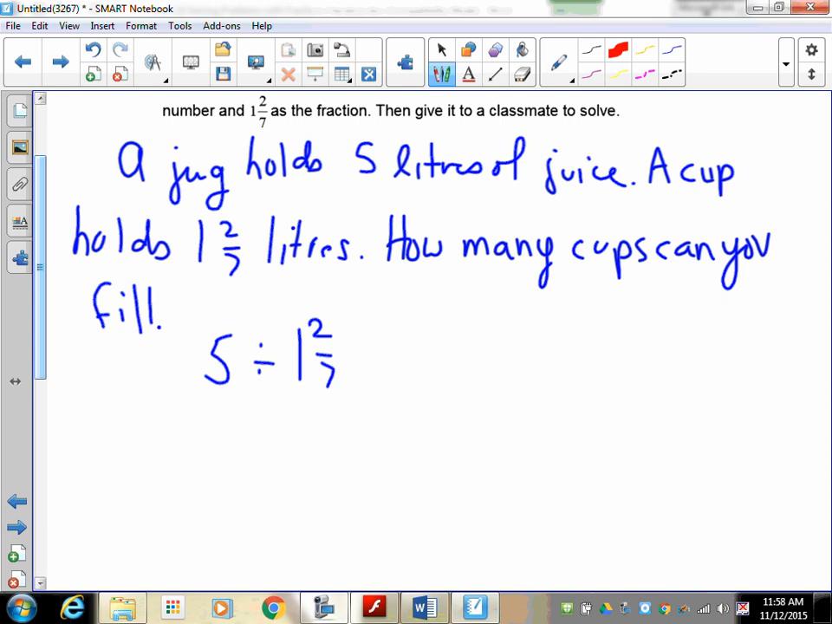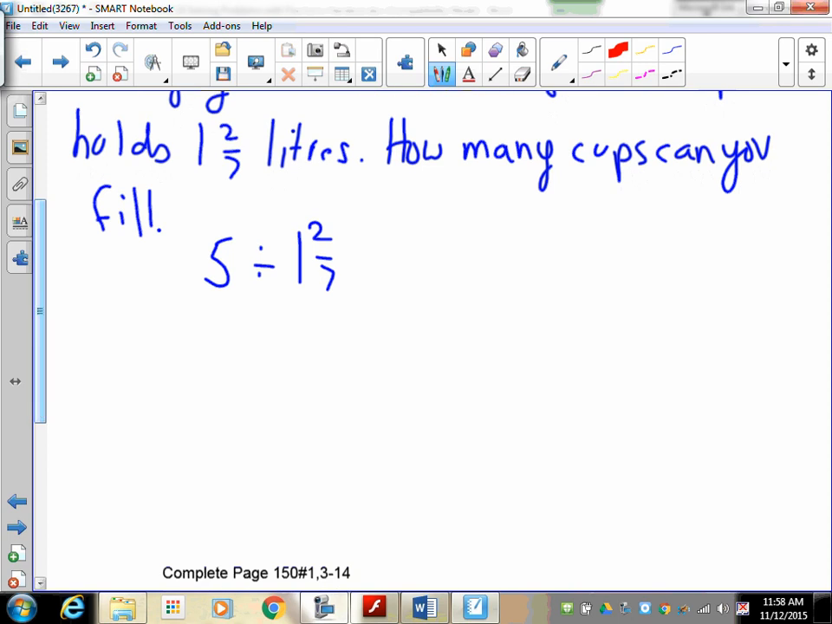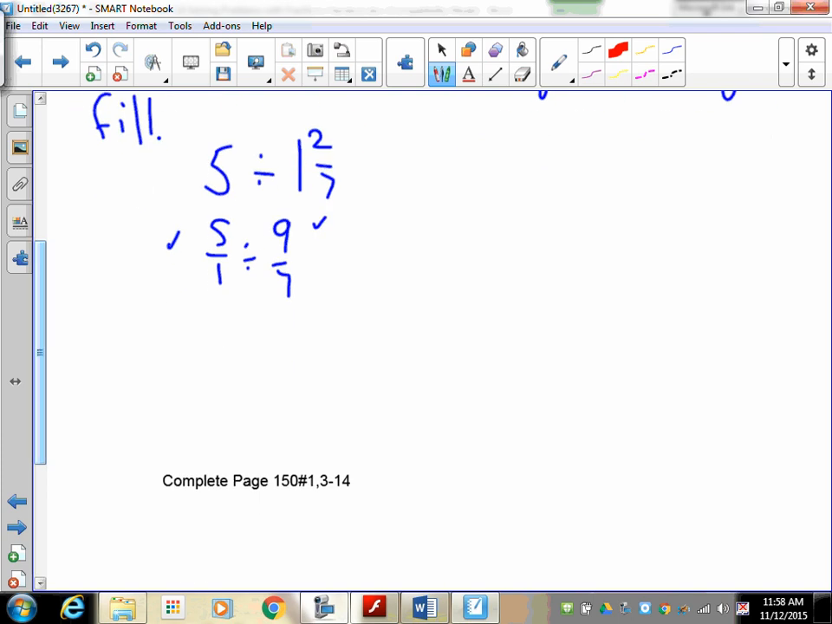Okay. First things first, 5 is over 1. Can't forget that. 1 2/7 has to be changed. 7 times 1 plus 2 is 9/7. So now I've changed this into a format that I can use. I've taken the mixed and turned it into improper so I can use that. And now, because we're dividing, it's the flip and multiply thing. That gives you 5 times 7 over 1 times 9, which is 35/9.